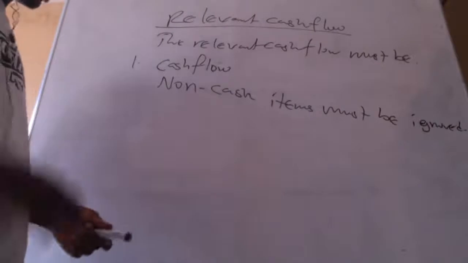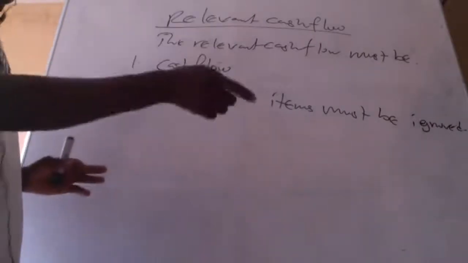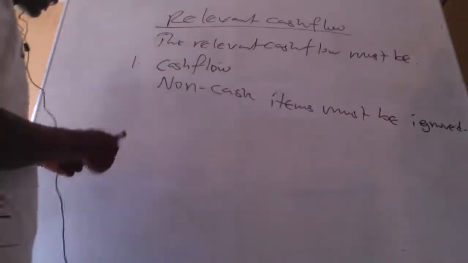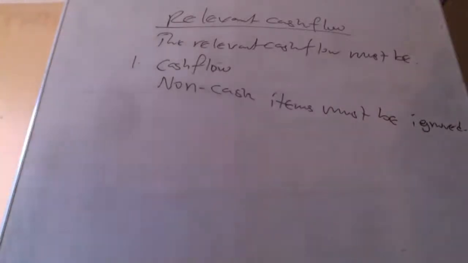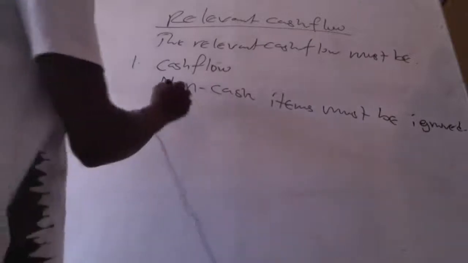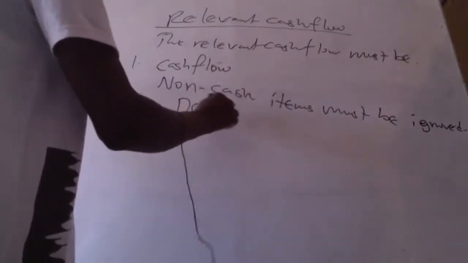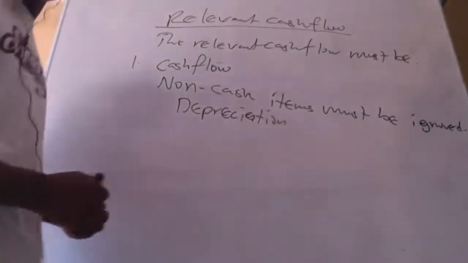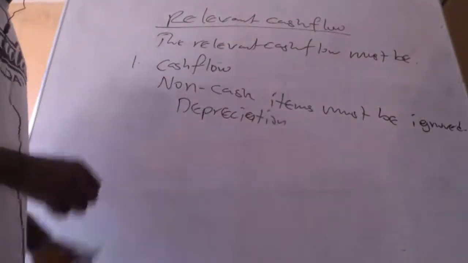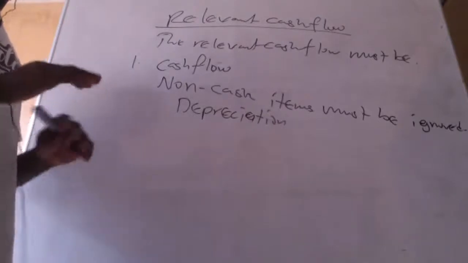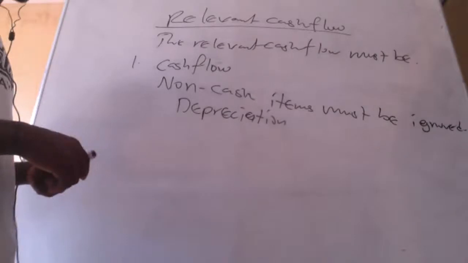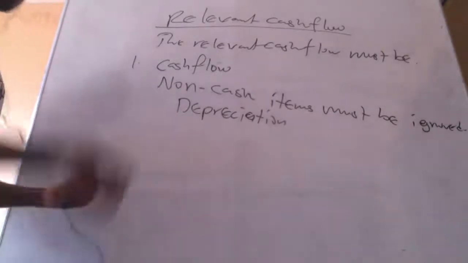As usual, we've done non-cash items and the cash flow. The same non-cash items apply here. An example is depreciation. That's the only one that we normally use to confuse. Have you seen the format? There was no depreciation inside. We did not include depreciation in the format that we did. So take note.